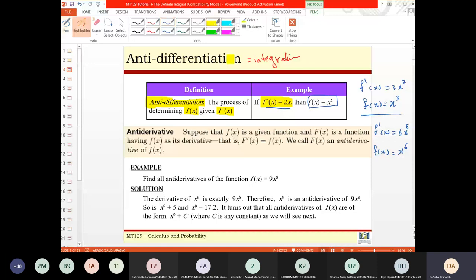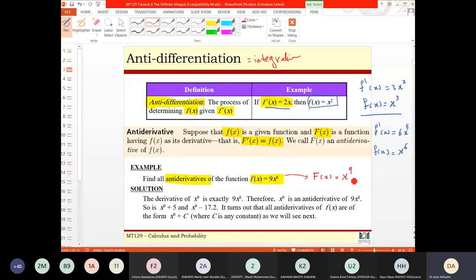So what we are saying here, if you have a function f of x that is given and you have capital F of x, a function that has f of x as its derivative, meaning the derivative of capital F of x is equal to f of x, then we say capital F of x is the antiderivative of f of x. Let's see an example. Find all antiderivatives of the function f of x equal to 9x to the power 8. What's the antiderivative? I'm going to call it capital F of x.